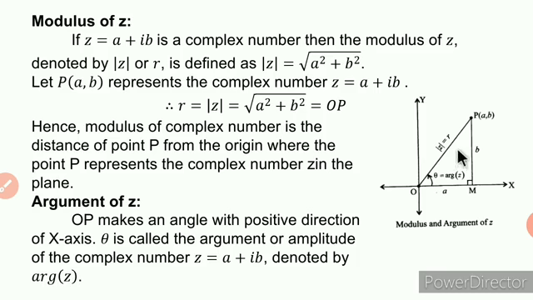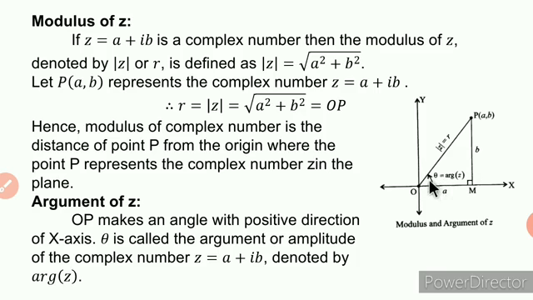The modulus is the distance of the point which represents the complex number from the origin. This is the modulus of the complex number, and the argument is the angle made by OP with the positive direction of the x-axis. This is called the argument of Z. From this figure, we can now find the values of sin theta and cos theta.